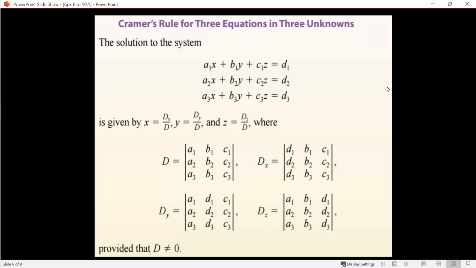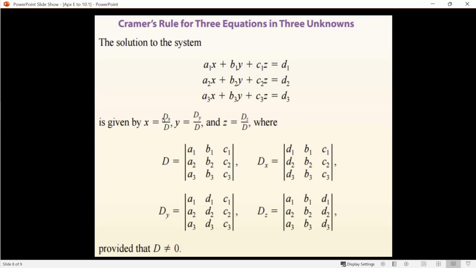Now let's check out Cramer's rule for 3 equations and 3 variables. So if we have a system of equations here, now we're going to call the coefficient on x a, the coefficient on y b, and the coefficient on z is going to be called c. And to tell you which equation it goes to, we can label them 1, 2, and 3. We can still do the same thing.